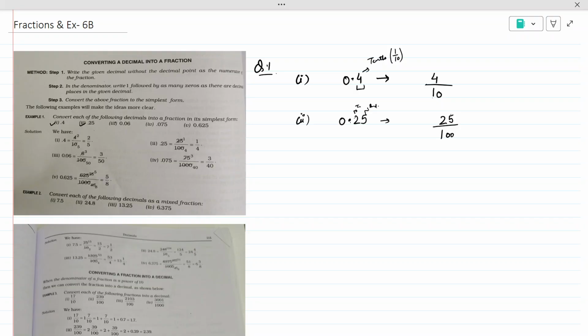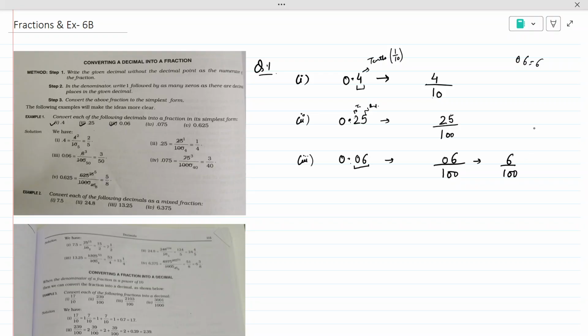Similarly, kids, we can pick other questions also. I'm picking the third one here. We have 0.06. So kids, understand this question now. After the decimal, we have two places. We have 0 at the 10th place and we have 6 at the 100th place. So how can we write this? I can write this as 06 divided by 100, for two places. And also we know 06 is 6 only, right? The number 06 is equal to 6 only. So that's why I'm writing 6 in place of 06. So this will become 6 by 100.